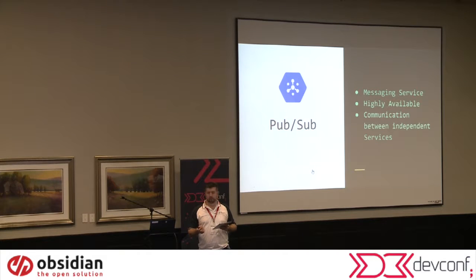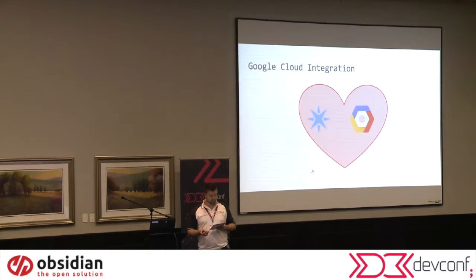PubSub is a highly available Google Cloud messaging service, and in most cases, this is your entry point into the Google Cloud. To allow communication to travel freely between the webhook on the Particle side and PubSub on the Google Cloud side, you have to use a Google Cloud integration.